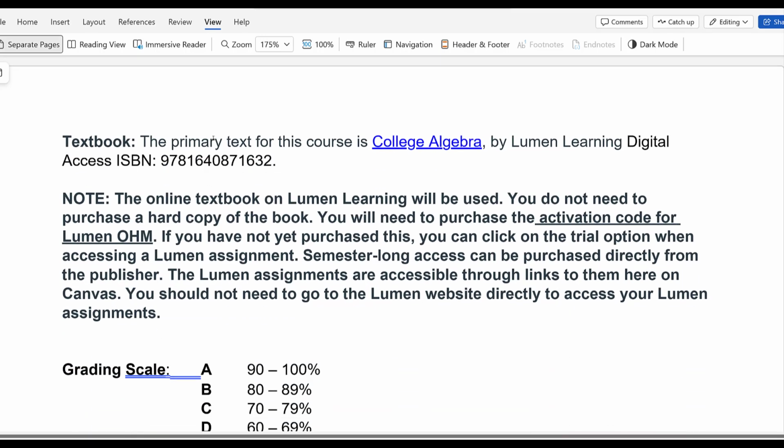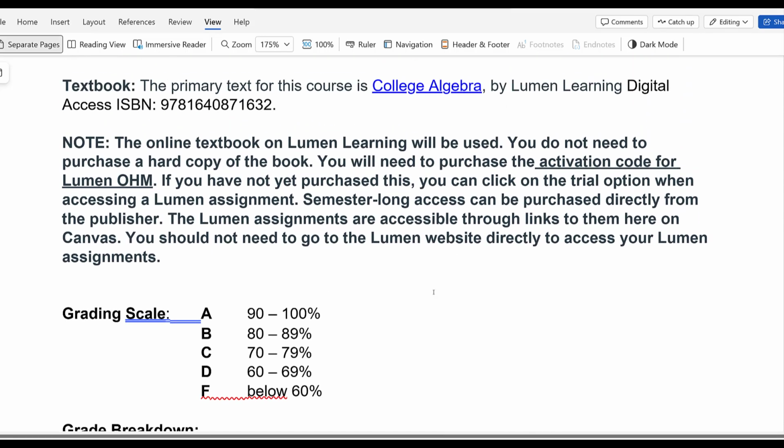Our textbook is College Algebra by Lumen Learning Digital Access, and there's ISBN. You can buy this activation code for this directly. It's embedded in the course. You can buy it directly from Lumen, so you don't have to worry about going to get the access code elsewhere. And there's a trial that you can use for the course.